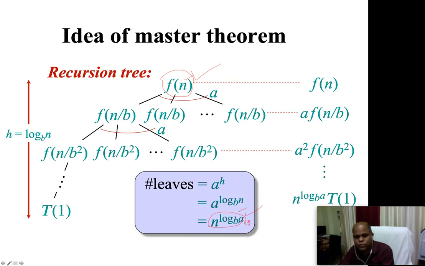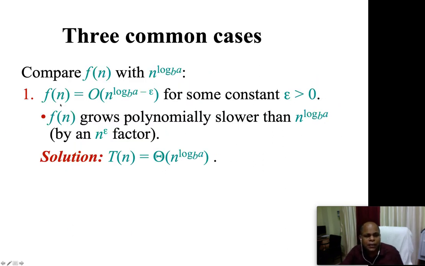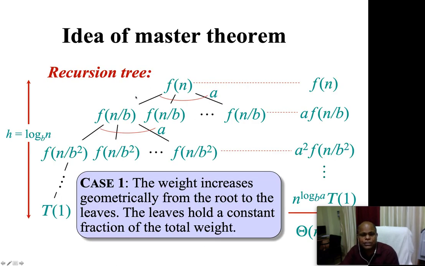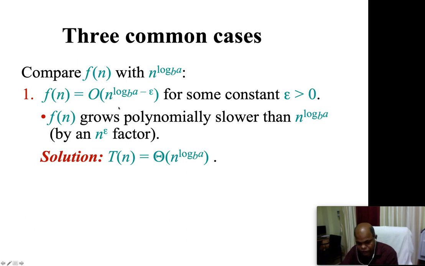Hence, you see, in the first case, f(n) equals big O of n to the power log b a minus epsilon. What does it indicate? It corresponds to the cost of the leaf nodes, minus epsilon. That means the growth of the leaf nodes is greater than the growth of the root node. That means the leaf nodes dominate the growth of the root node.